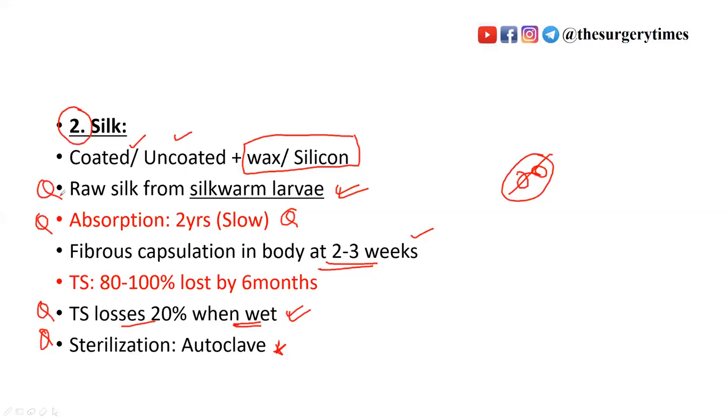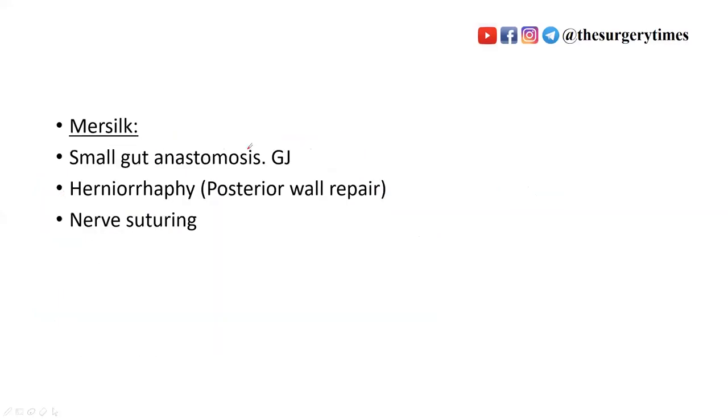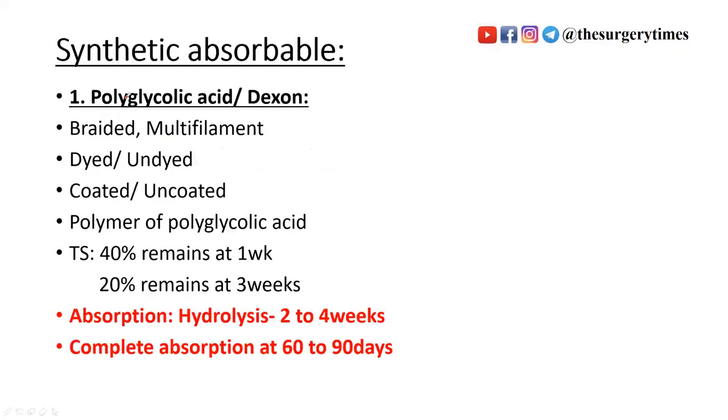Now we'll move to moss silk. It is a variety of silk only, and it is used for small gut anastomosis, gastrojejunostomy, herniorrhaphy, and nerve suturing. All these moss silk is used. It is a variant of silk only. Now synthetic absorbable. First is Dexon.